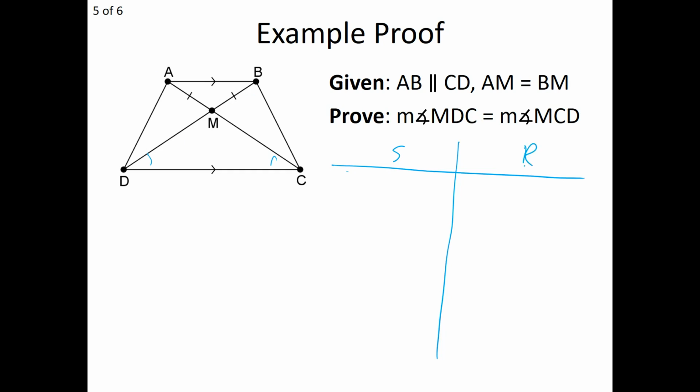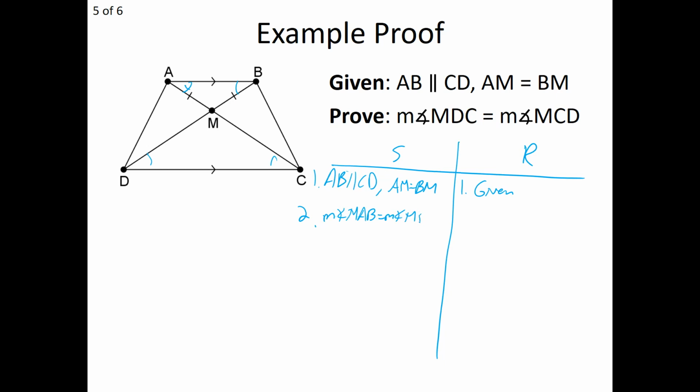So let's start with our given. AB is parallel to CD, and AM is equal to BM, given. So what do I know first? Well, I already have something at the very top of my diagram I'm going to work with. If I take a look at AM equal to BM, I know that these two angles here, the measure of angle MAB and the measure of angle MBA, have to be equal to each other. So the measure of angle MAB is equal to the measure of angle MBA.